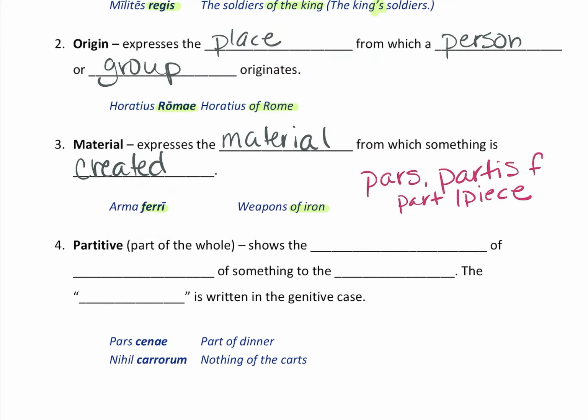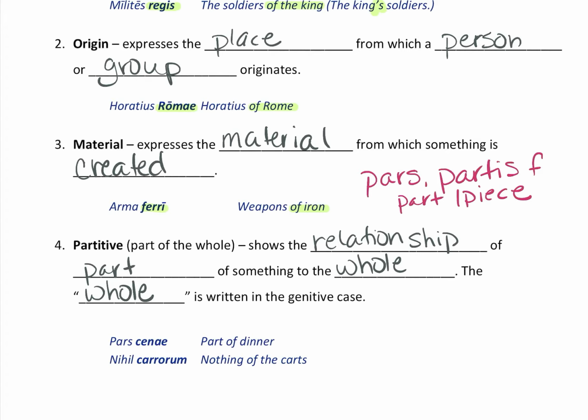All right. So partitive means a part of a whole. It shows the relationship of part of something to the whole. And the thing that's the whole, like if I said a piece of pie, the whole is written in the genitive case. And you can even see when I say I want a piece of pie, I want a piece of the whole pie, right? I want a part of the pie. And so because it's got of the in English, you already know that it would be genitive in Latin.